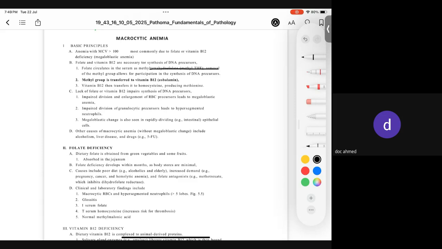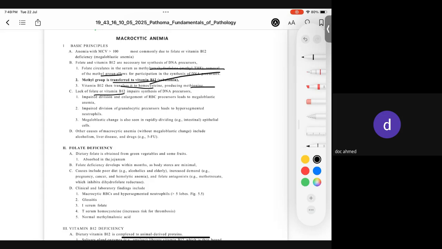We discussed methyl tetrahydrofolate giving its methyl and participating, right? Methyl is transferred to B12, and B12 is going to transfer it to homocysteine, converting it into methionine. Homocysteine can cause damage to your endothelium, which can increase the hypercoagulable state. I just told you, right? Lack of folate and B12 impairs DNA precursor synthesis.